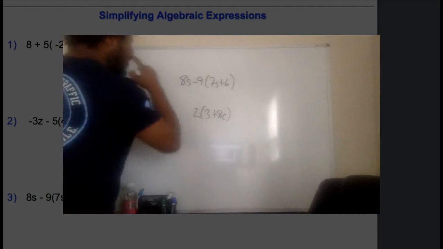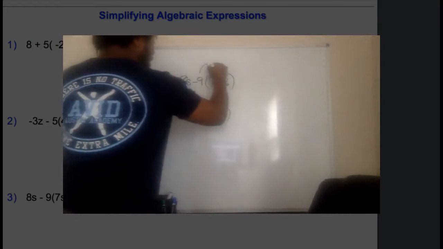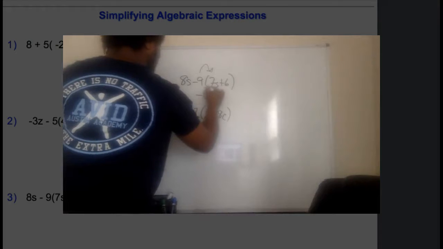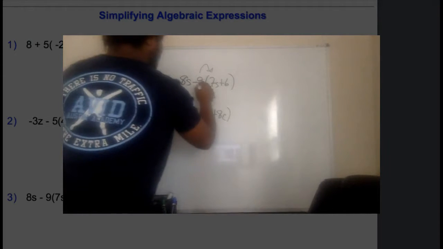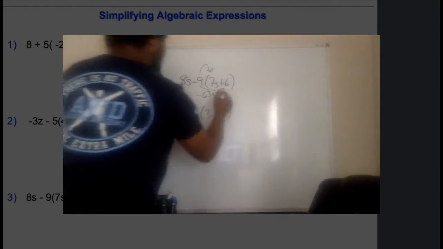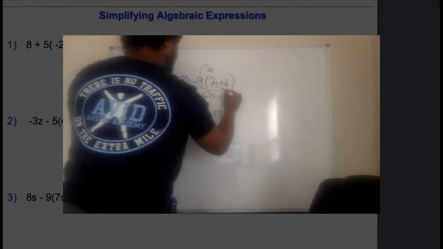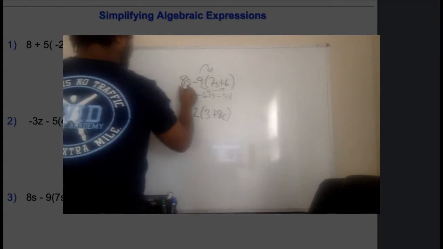So the first step on this first problem is, remember, we need to distribute. That's going to be negative 9 times a 7s. That is a negative 63s. Okay. Negative 9 times a positive 6. 9 and 6, that is 54. So that's a minus 54. And then we're going to bring down the 8s.